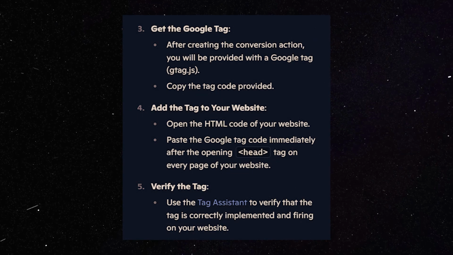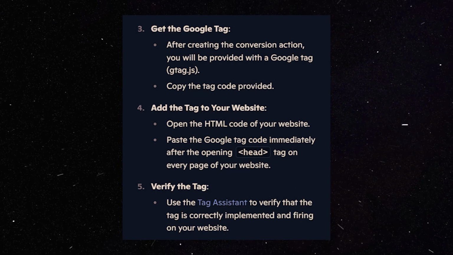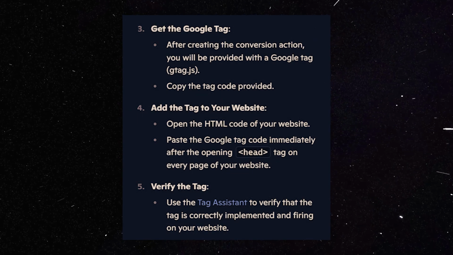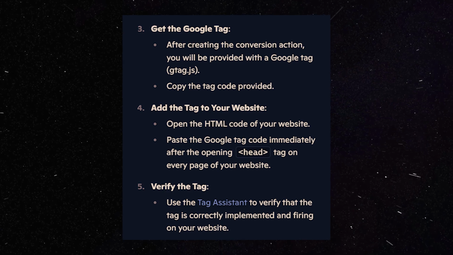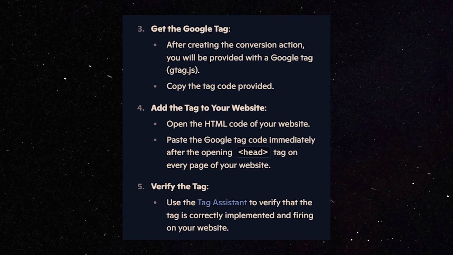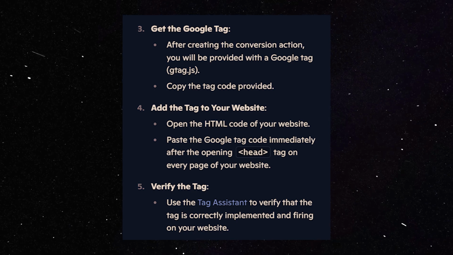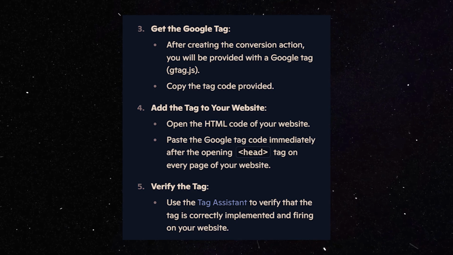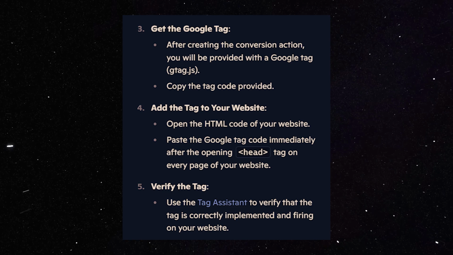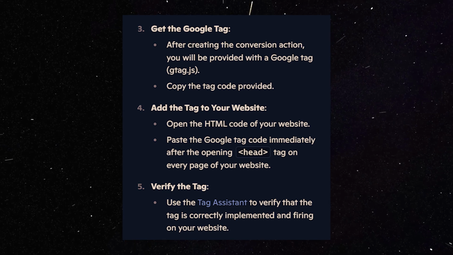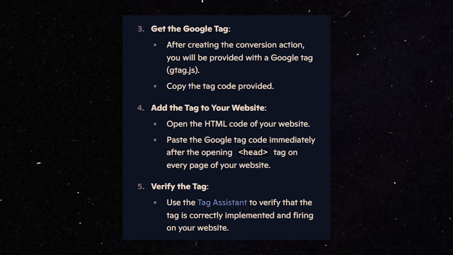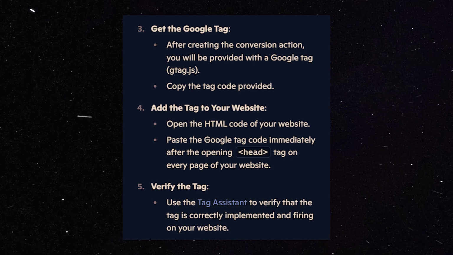After creating the conversion action, you will be provided with a Google tag. Copy the tag code provided. Open the HTML code of your website. Paste the Google tag code immediately after the opening head tag on every page of your website.